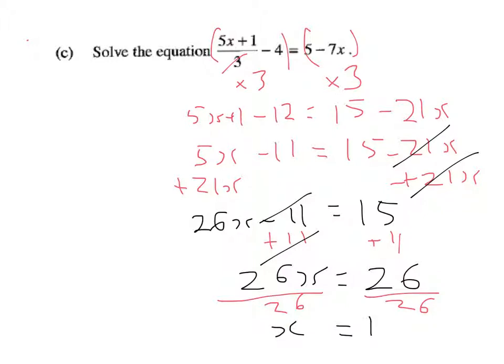Okay, guys, this is worth 3 marks. It'll be a very good idea to go back here. Type into your calculator 5 times 1 plus 1, that's going to be 6 over 3. 6 over 3, that's 2. 2 take away 4, that's minus 2. Okay, so that's minus 2 on the left hand side. Let's sub it in here. 5 minus 7 times 1. 7 times 1 is 7. 5 take away 7, that's minus 2 as well. It's tick, and you can move on. That was it. There is one more question, but I might leave it for another video.